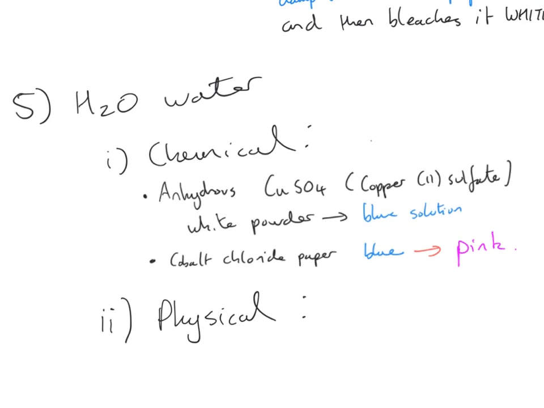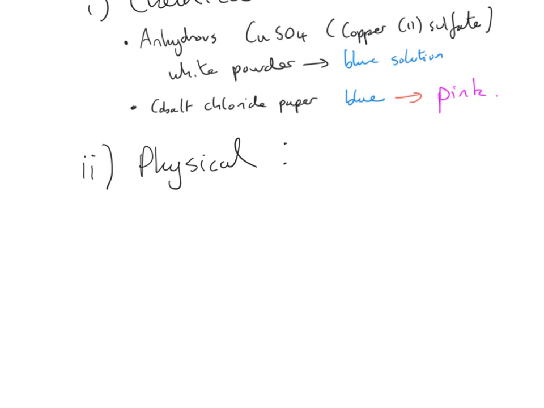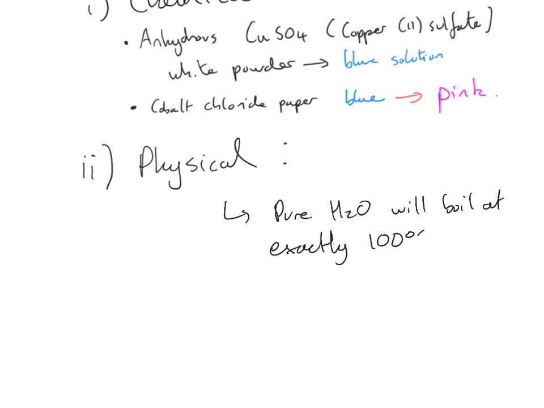And the final way is looking at it from physical tests. So pure water will boil at exactly 100 degrees Celsius, or will freeze at exactly 0 degrees. And there we have it. That is everything that you need to know for Edexcel IGCSE chemistry in terms of chemical analyses and tests.